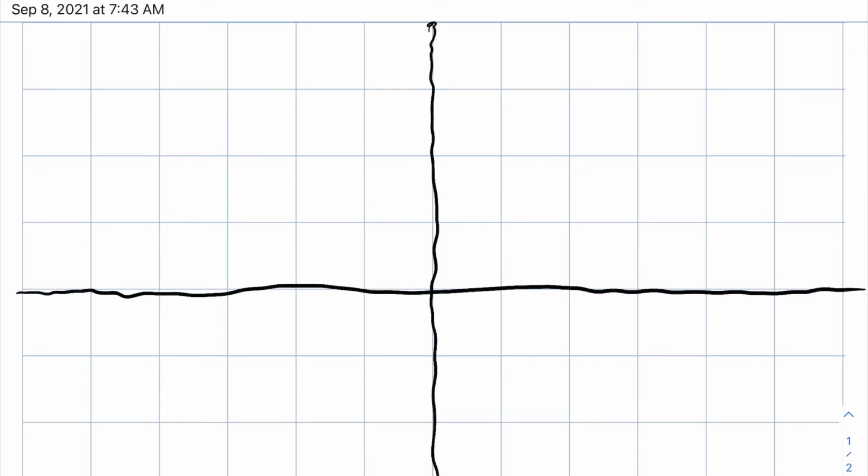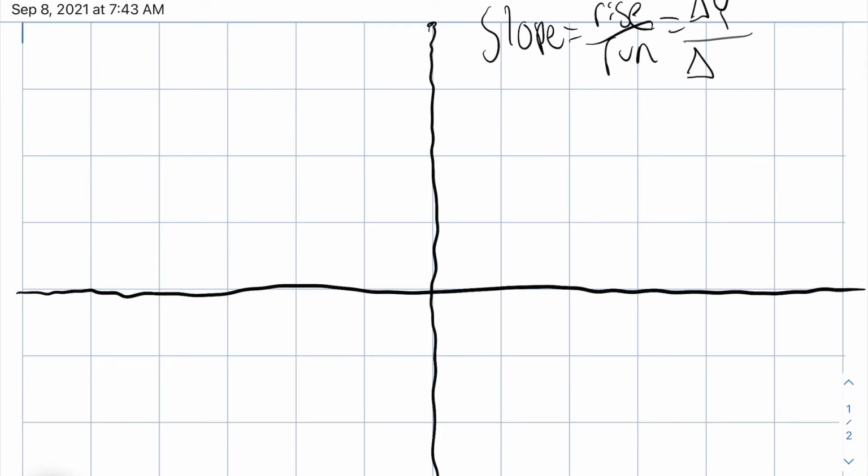All right, hello there. We're going to review some more slope activity. Again, slope is super important in math. Just as a reminder, slope equals rise over run, or it can equal the change in y over the change in x.